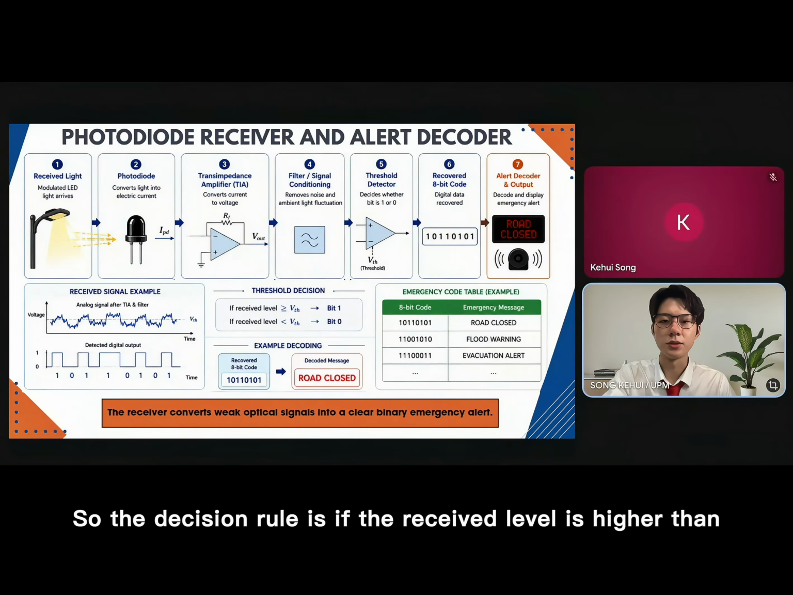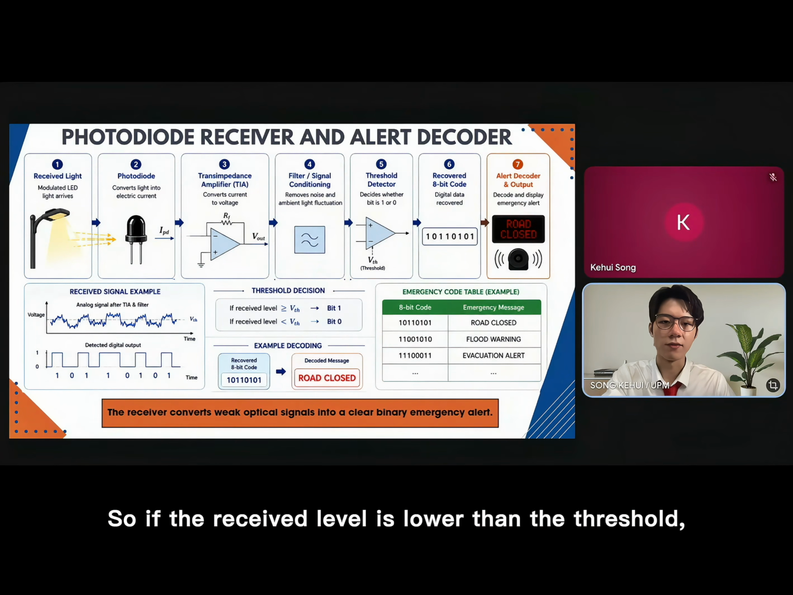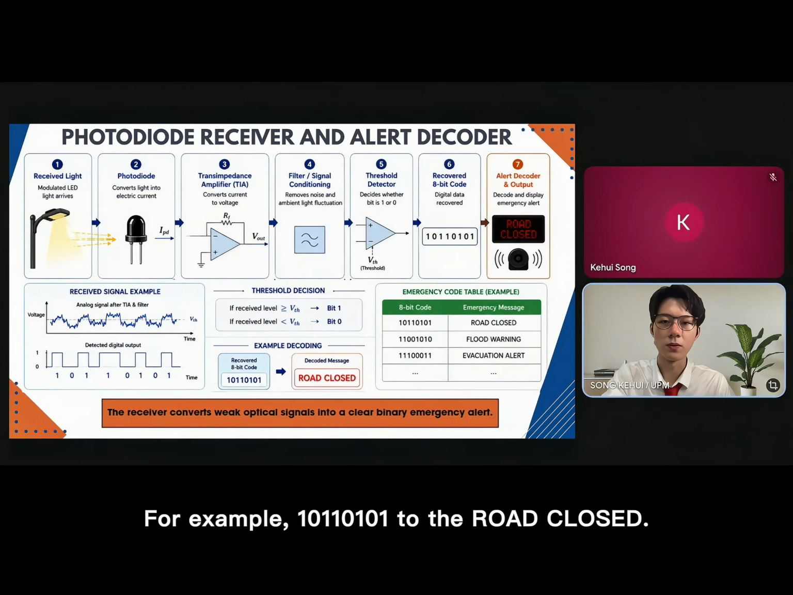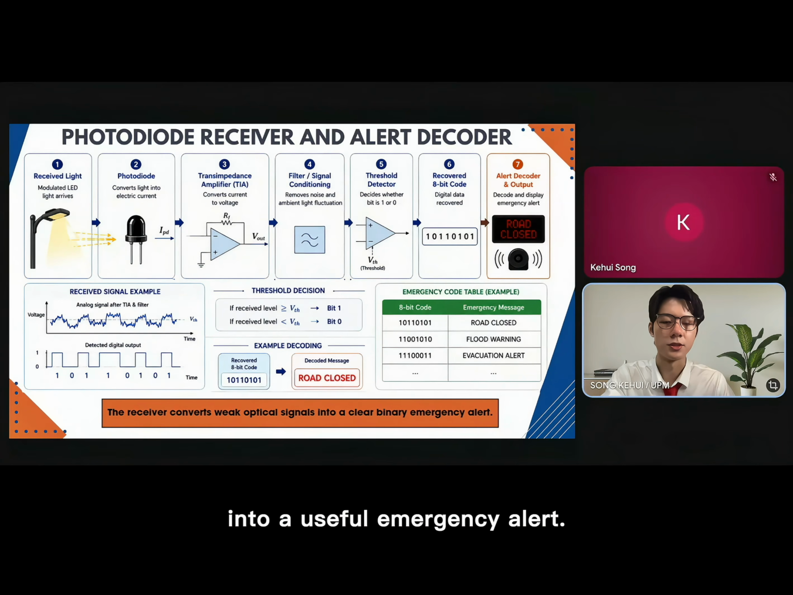So the decision rule is, if the received level is higher than or equal to the threshold, it is detected as bit 1. If the received level is lower than the threshold, it is detected as bit 0. And finally, the recovered 8-bit code is compared with the emergency code table. For example, 10110101 maps to road closed. So the receiver changes the optical signal back into a useful emergency alert.